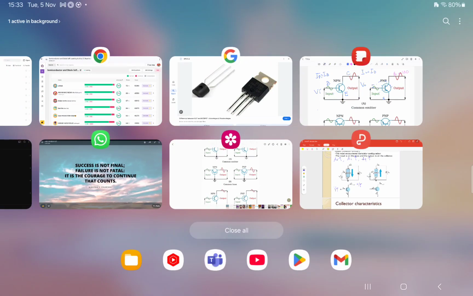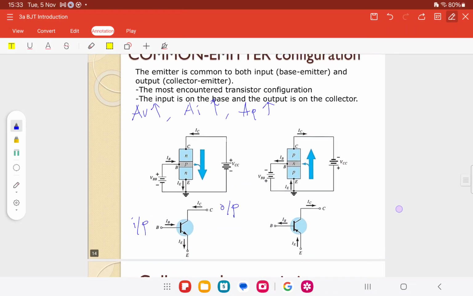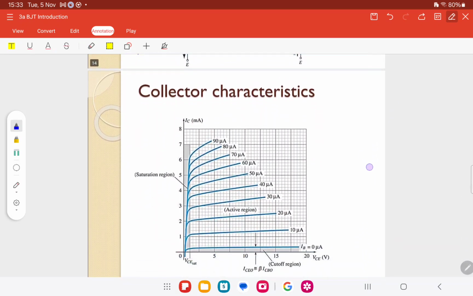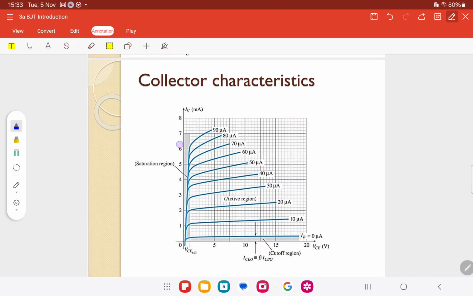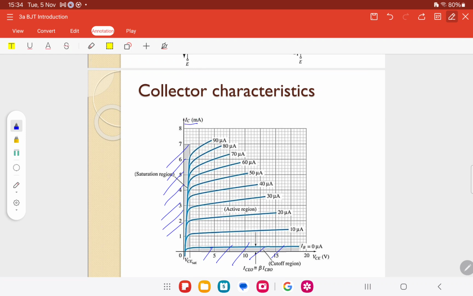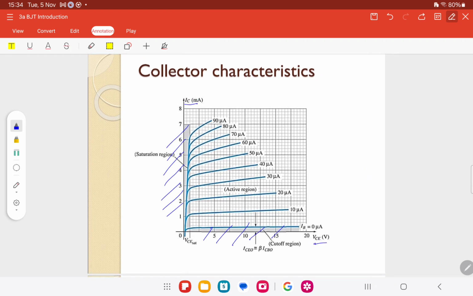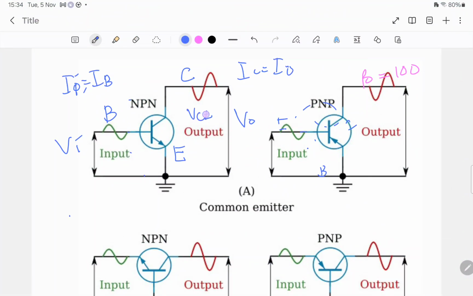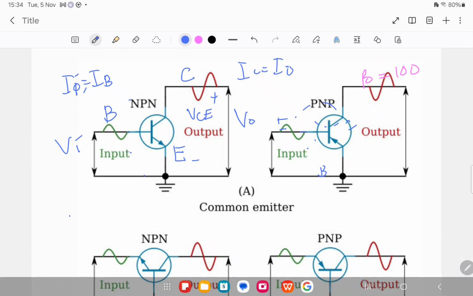Let's look at the notes again. Common emitter, same as before. This is input, this is for the output. Common emitter has high gain for voltage and current. So this will be the saturation region, this is the cut off region. The output is at IC, and the output voltage is between VC and VCE. Good, you understand. It is taken at the output, VCE.